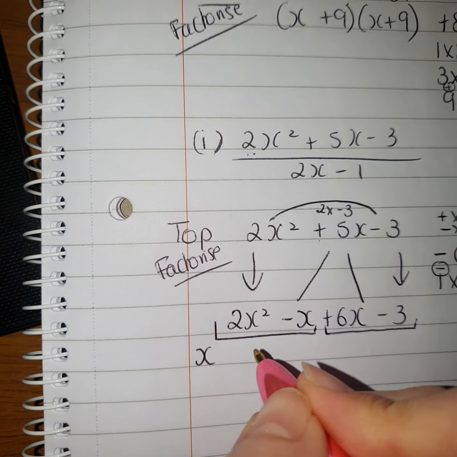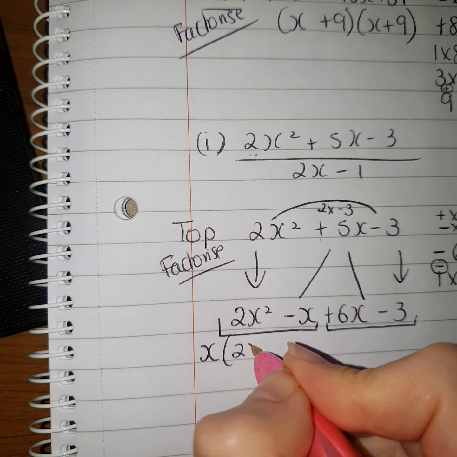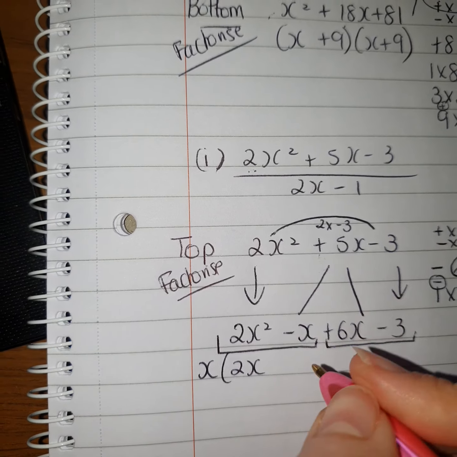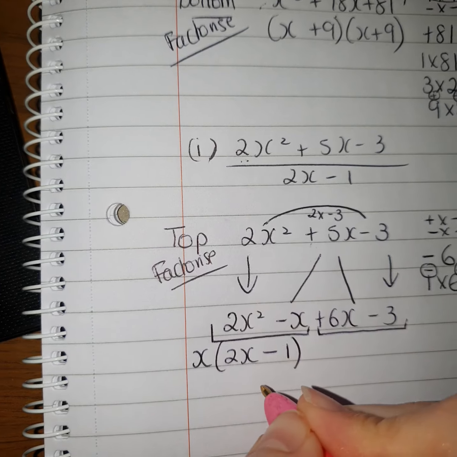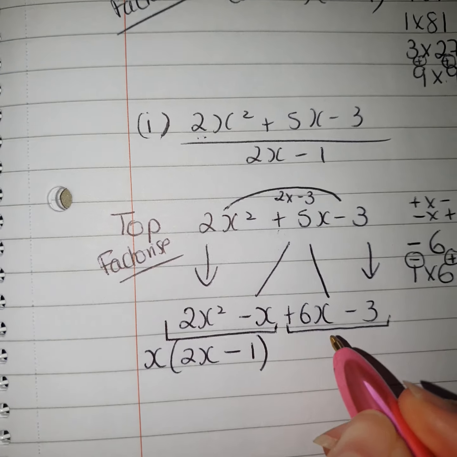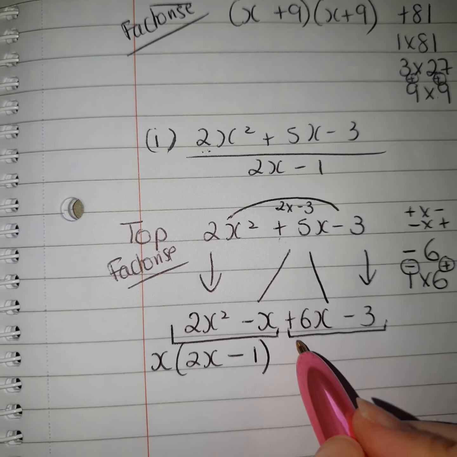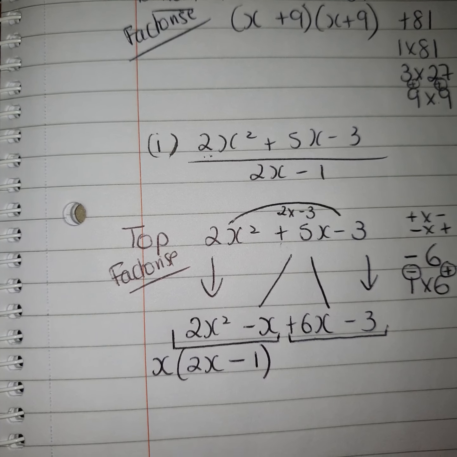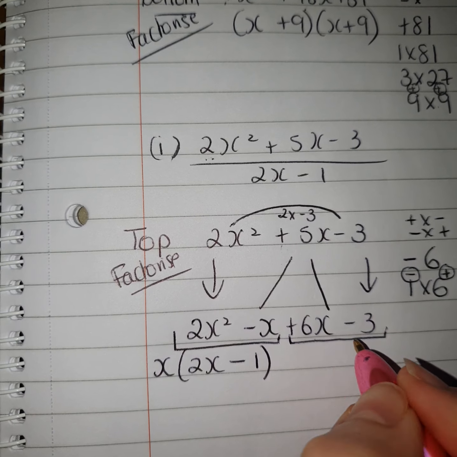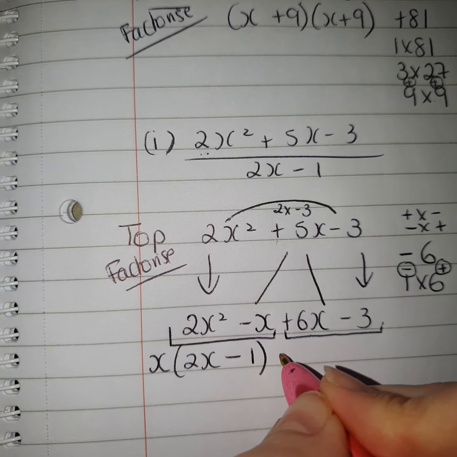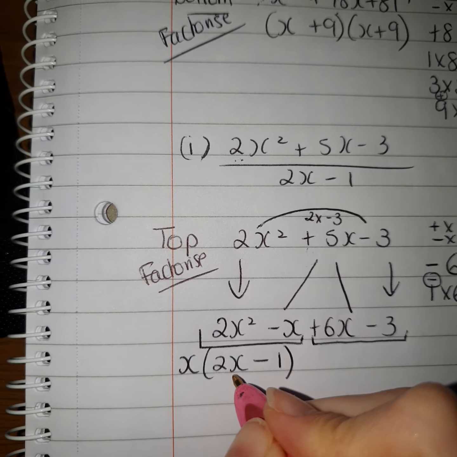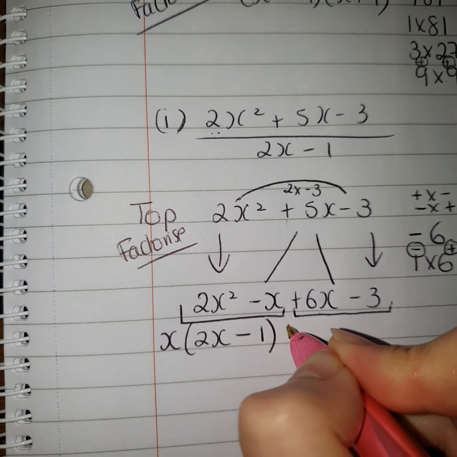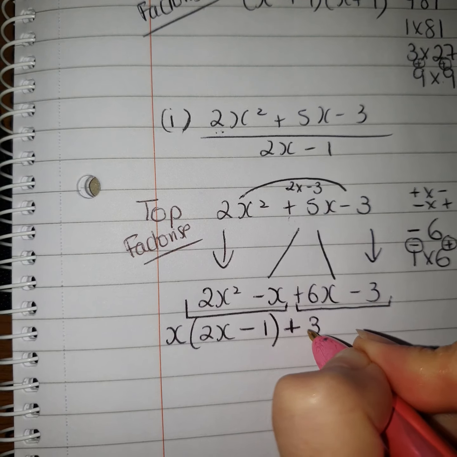What do you multiply x by to give you 2x squared? It will be 2x. What do you multiply x by to give you minus x? It will be minus 1. I need to get 2x minus 1 over here. So let's see what we have. Our two different terms, 6x and minus 3. So the only common factor here is 3. Now if I take out minus 3, this would be minus 2x. No, I need to get a plus 2x. So let's take out plus 3.